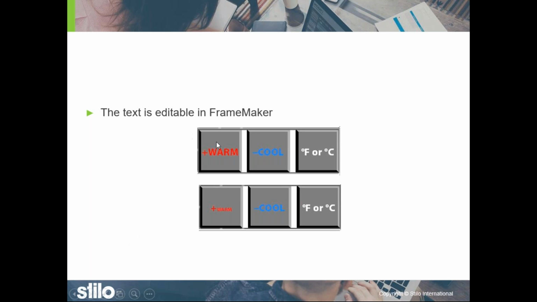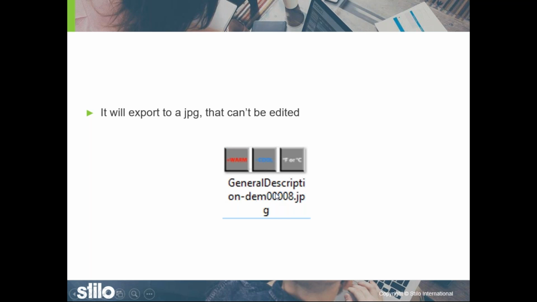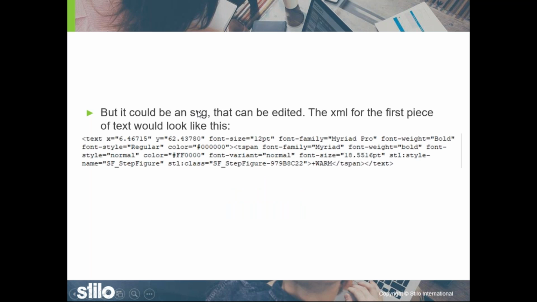But if it might need to be edited at some point, then it is worthwhile trying to make sure we can preserve that it's editable. So this particular image here, I took out of that same sample FrameMaker document, and you can see that this text is editable because here I've just edited it by making it smaller. So it's editable in FrameMaker, but when you export it, it becomes a JPEG. So now it's not editable. So if we want to be able to edit it, it's perhaps better to create an SVG that can be edited.